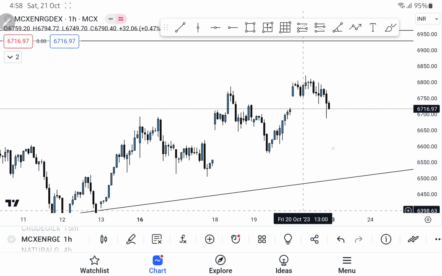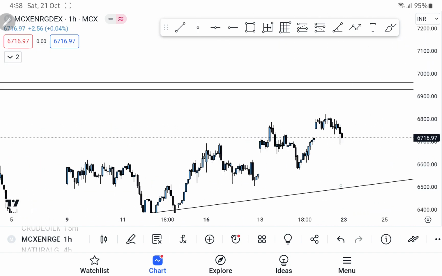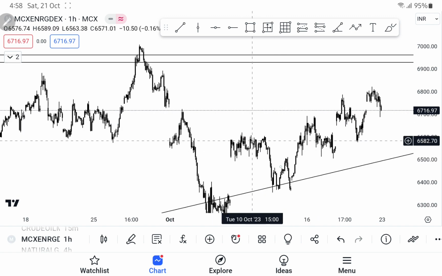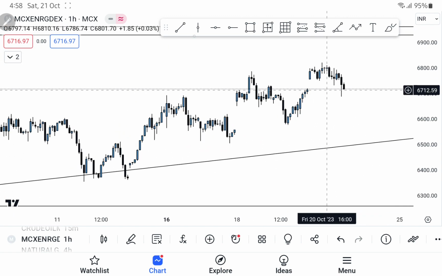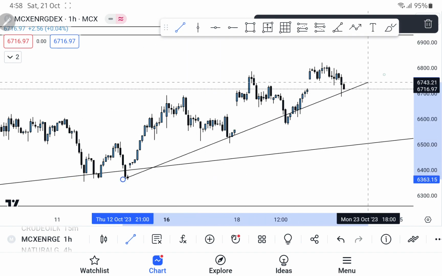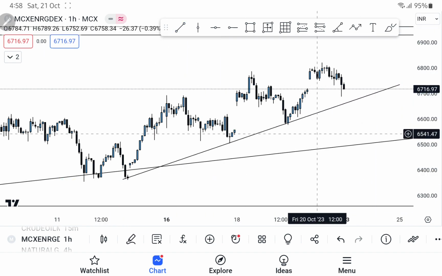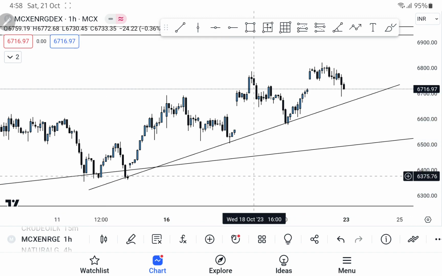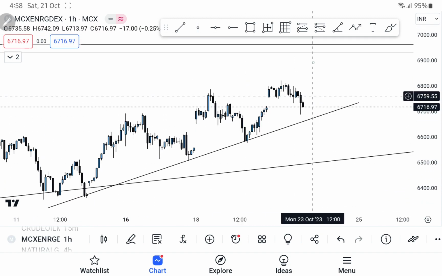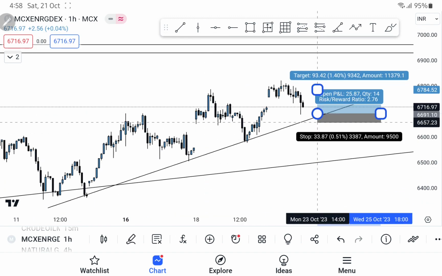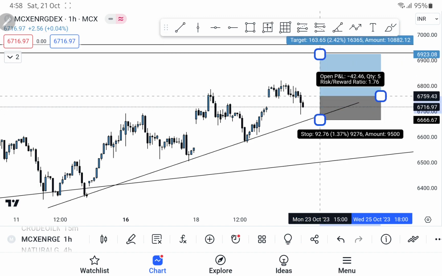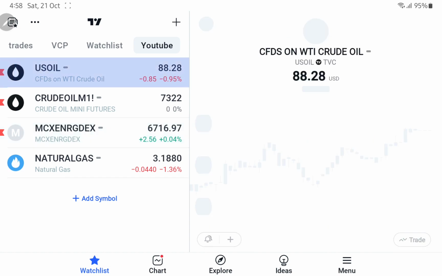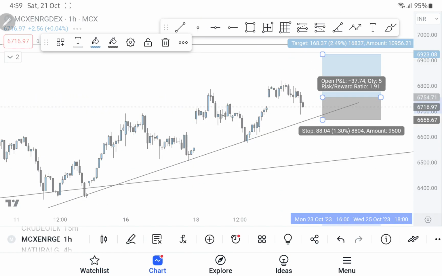Next is, I see the market is going up, but I see it is actually creating a lot of noise here. So what I'll do is I will draw another trend line in 1 hour time frame to see where is the potential buy here. If it comes to this trend line, I will buy here. Or if it comes to this trend line and reverses, I will buy on US oil.